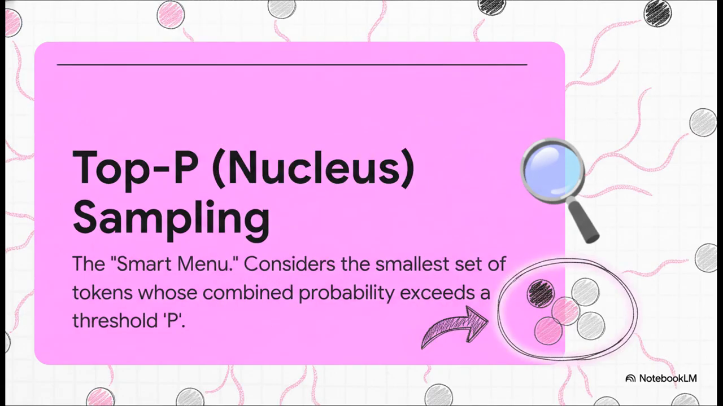Then we have top P, which you'll also hear called Nucleus Sampling. This is the more adaptive, smart menu approach. Instead of a fixed number of options, you give it a probability budget P. The AI then picks the most likely words one by one until their combined probability hits that budget you set.